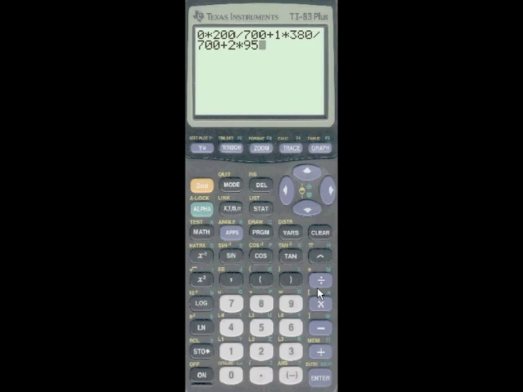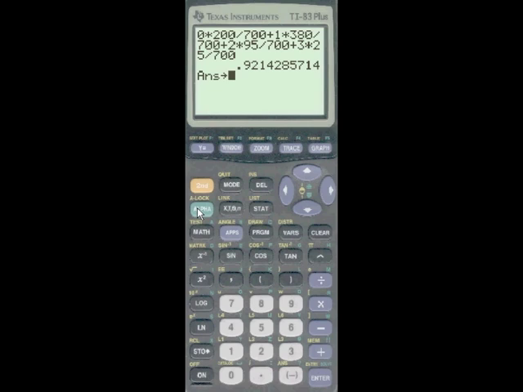And recall that the definition of the mean of the distribution is simply the outcome times the corresponding probability, and then taking the sum of all those products. Even though I didn't have to do 0 times 200 over 700, which simply comes out to be 0, I typed it in for your understanding.